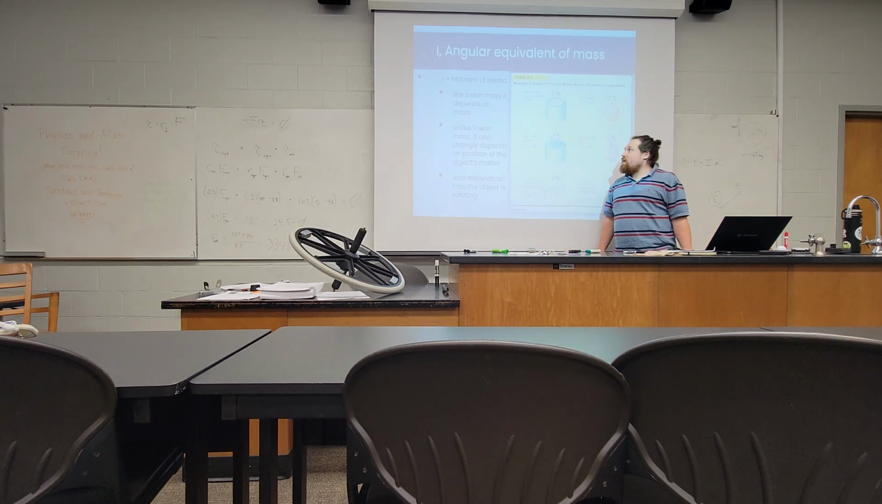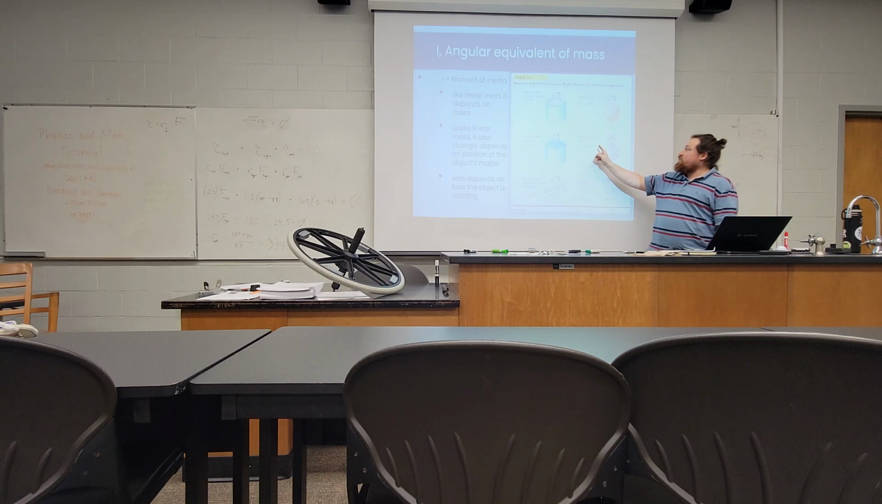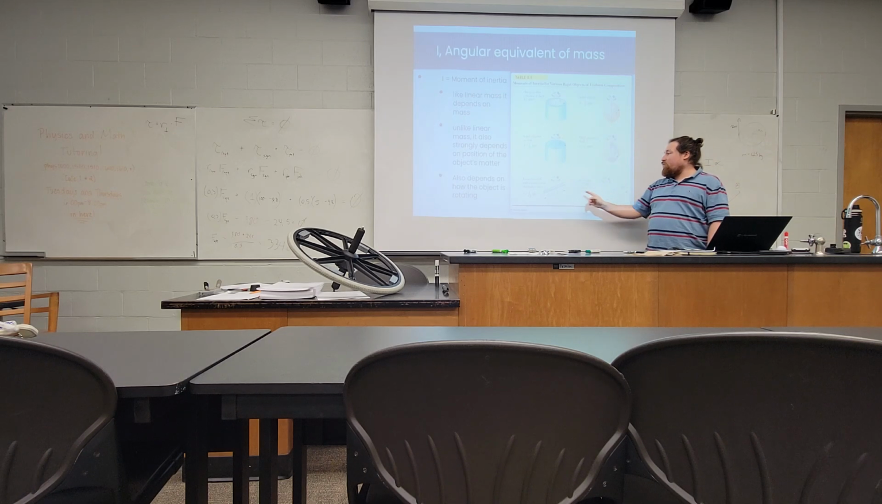But what this chart means is every single one of these different shapes and different ways of spinning something has a slightly different moment of inertia formula. Because some ways to spin things are just easier than others.